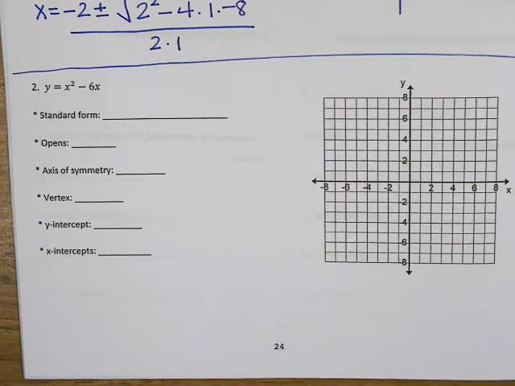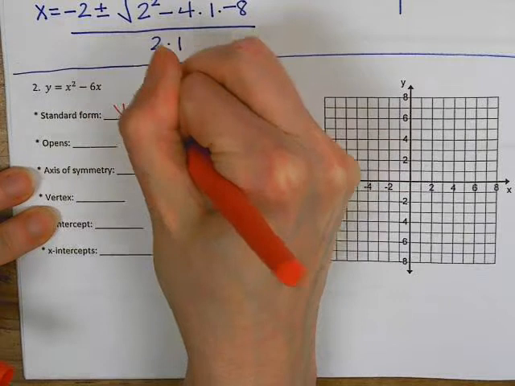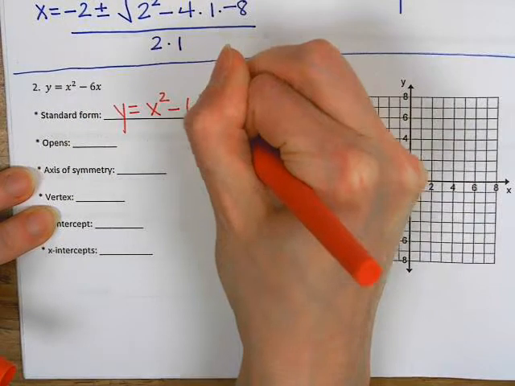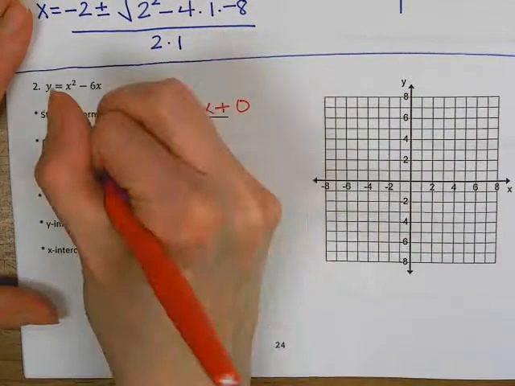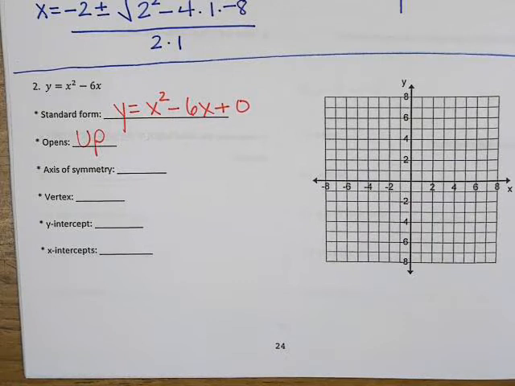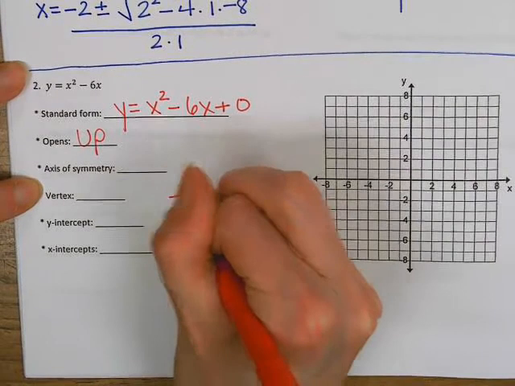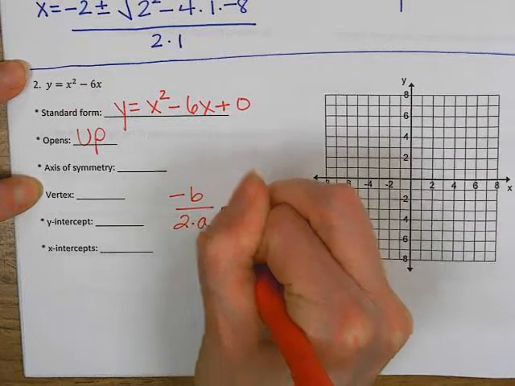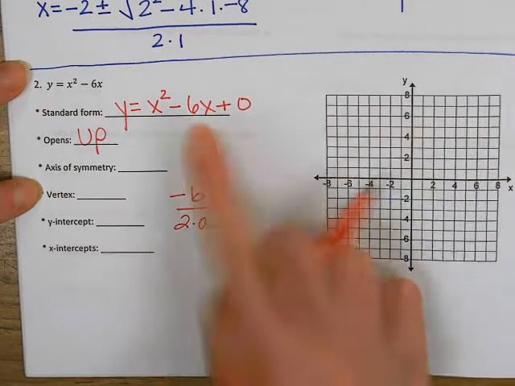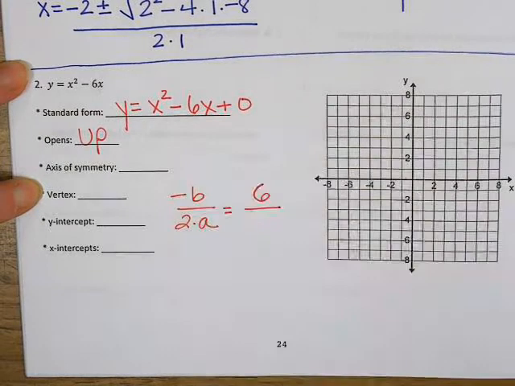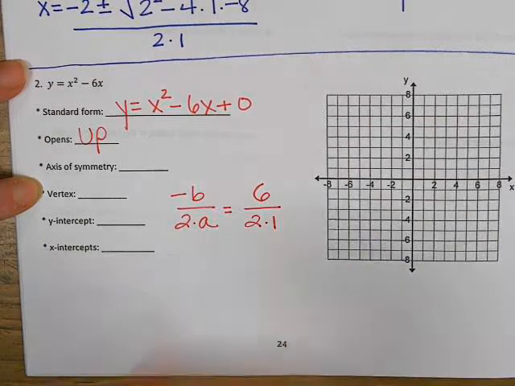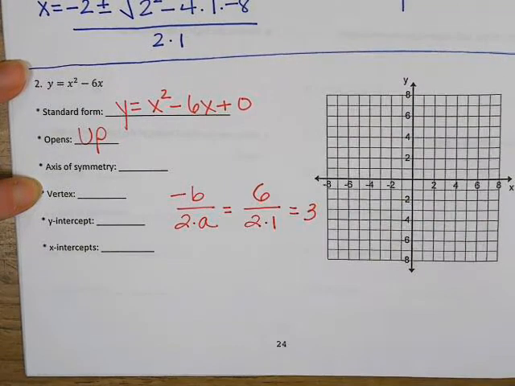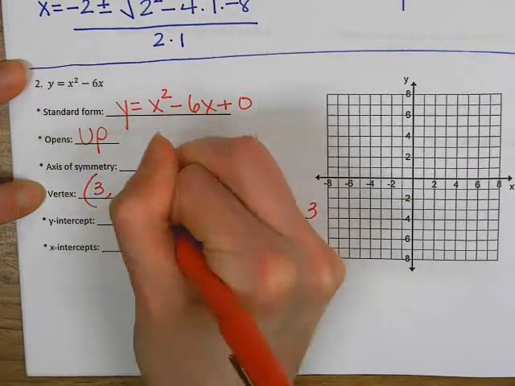All right, so number 2. If there's not a third number, we're just going to put a 0. So y equals x squared minus 6x plus 0. All right, let's find all our stuff. This one is opening up as well. The vertex is negative b over 2 times a, but a negative 6 is a positive 6, and then a is 1. So 6 divided by 2 times 1 is 3. So the vertex is going to be 3 comma something.